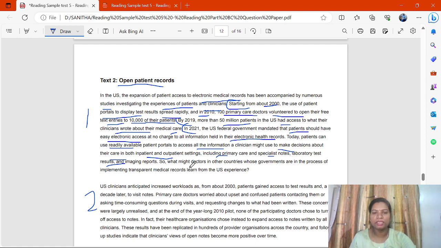So, what might doctors in other countries, whose governments are in the process of implementing transfer of medical records, learn from the US experience? Like that, he concluded that passage. When you read this passage, you will get some idea, some points about what it is saying. You try this method, and you will get some idea.